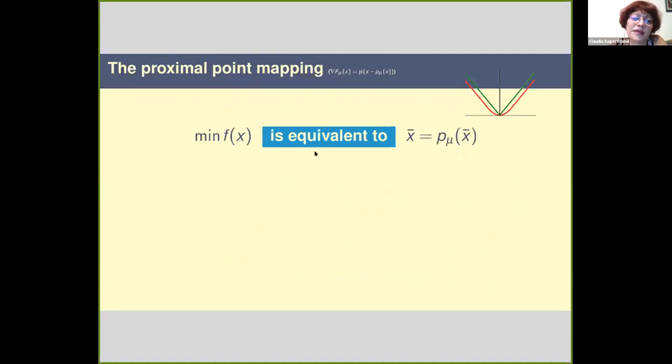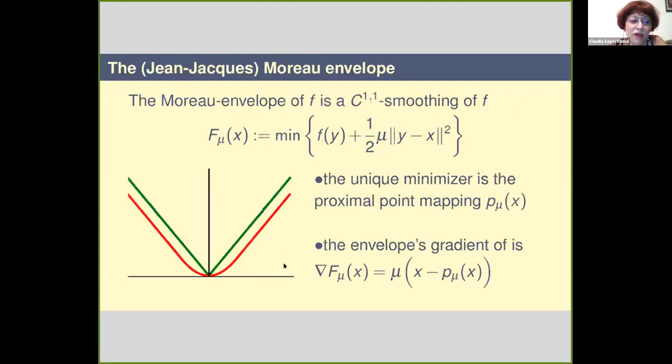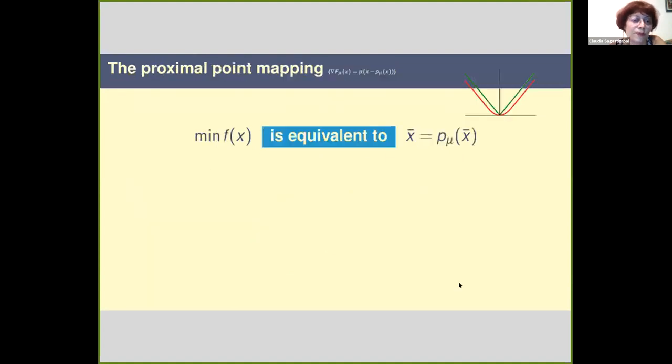Minimizing f is equivalent to finding a fixed point of the proximal point mapping. If we minimize the envelope, this is equivalent to finding a gradient that is 0, and this is the same as saying that x is equal to its prox. And this is equivalent to minimizing our original function. Then the proximal point method is nothing but the Picard iteration for solving a fixed point problem. We compute successively the prox mapping of the current iterate. This will give us the next one, and so on.